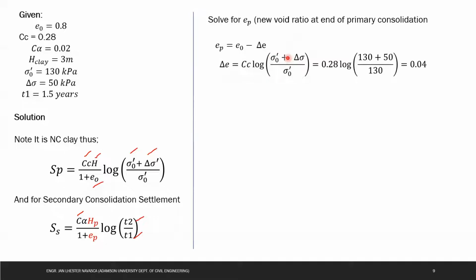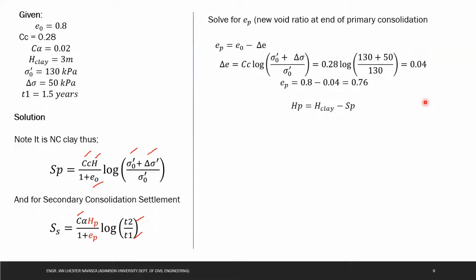Plugging in all the data, we have a compression index of 0.28, the overburden or effective stress of 130, and the induced pressure at the ground surface of 50. So delta E is 0.04. Therefore, our E sub P is 0.8 minus 0.04, so that is 0.76.